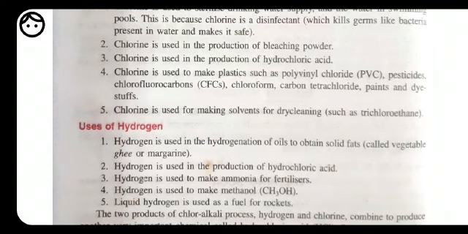Now, here we have one more important use of hydrogen, that this hydrogen is also used as a fuel for rockets. Okay, in the rocket hydrogen is used as a fuel because hydrogen does not create as much pollution as petrol and other fuels are producing. That's why hydrogen is used in a rocket. These all are the uses of chlorine, hydrogen and sodium hydroxide.